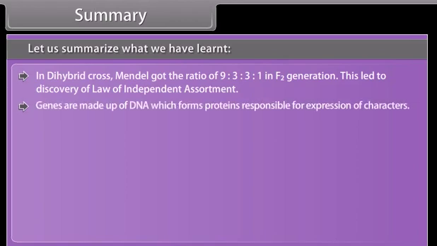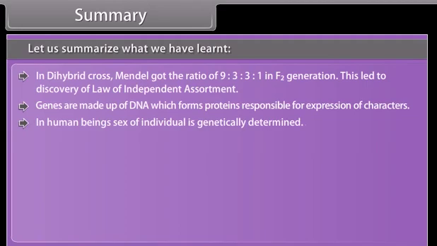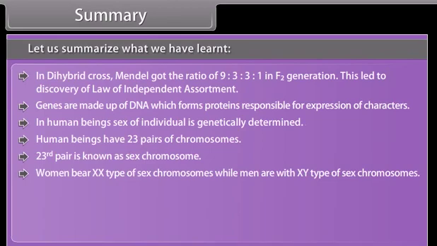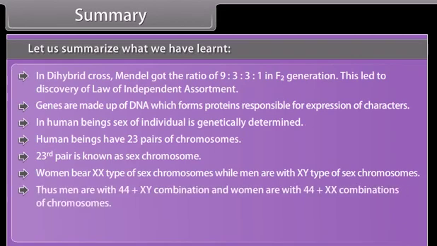Genes are made up of DNA, which forms proteins responsible for the expression of characters. In human beings, the sex of an individual is genetically determined. Human beings have 23 pairs of chromosomes. The 23rd pair is known as the sex chromosome. Women bear XX type of sex chromosomes, while men have XY type of sex chromosomes. Thus, men have a 44 plus XY combination, and women have a 44 plus XX combination of chromosomes.